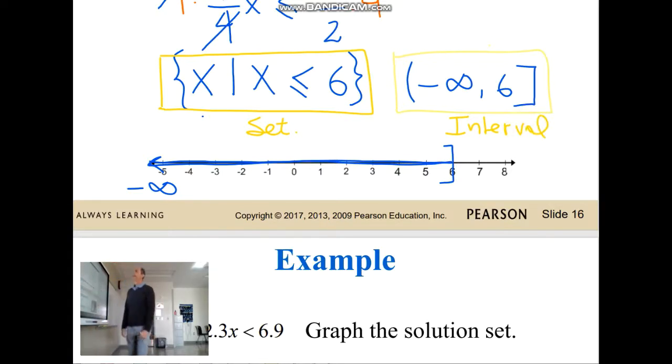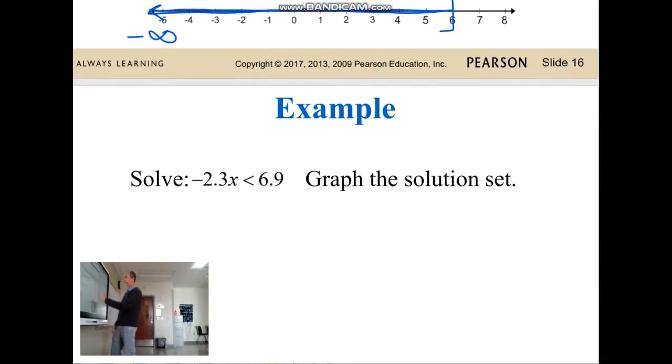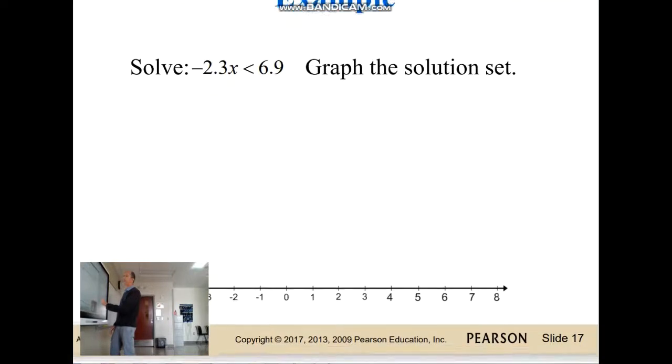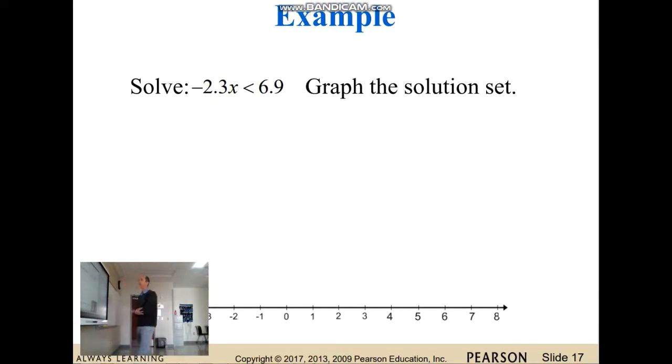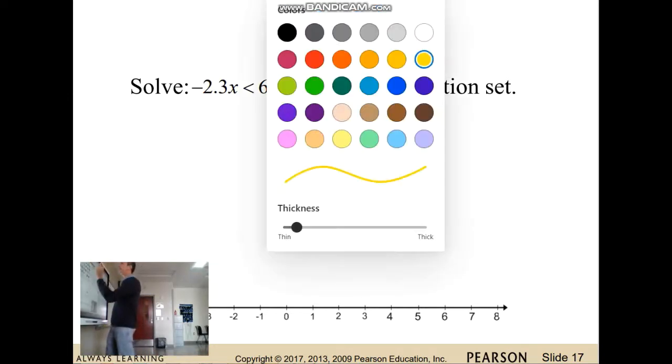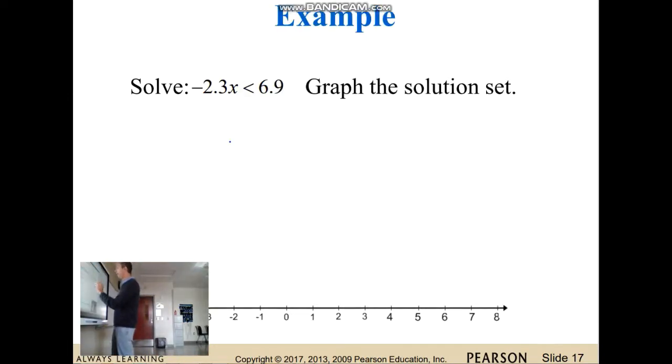Okay, moving on to more examples, and we have another interesting example here. Negative 2.3x less than 6.9. Check this, let me write it again. Negative 2.3x less than 6.9.